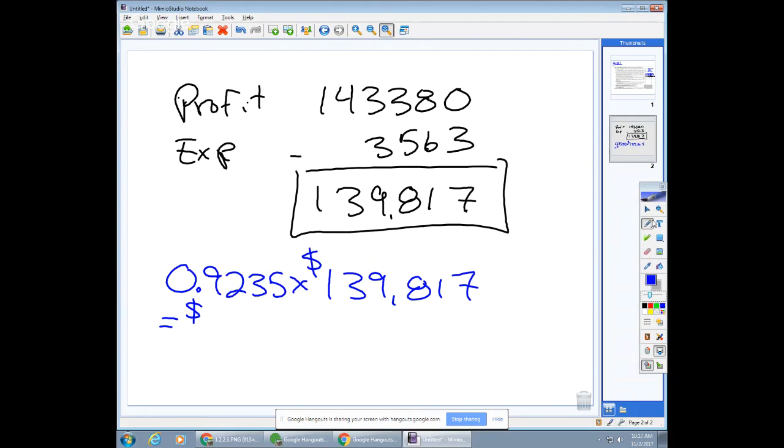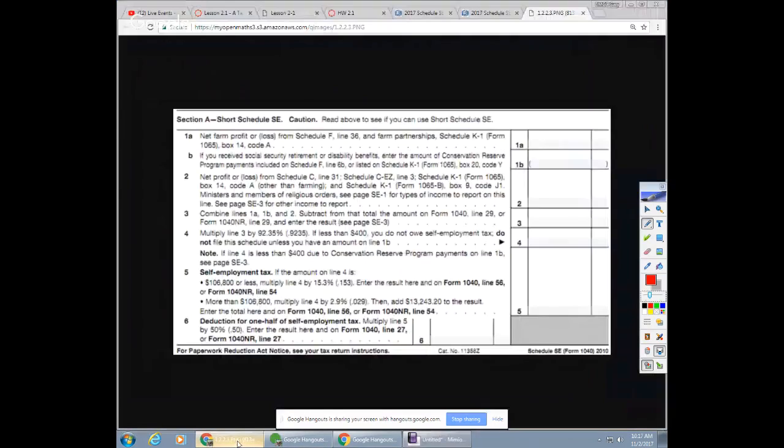All right. So what was that again? 129,120. Okay. So this is the amount that he is taxed on. So this is his taxable income, I guess we'll call it. All right, so once we have the taxable income, we move down to the next part of the form. So let's look at that. We are on line 4 here of the short SE form.